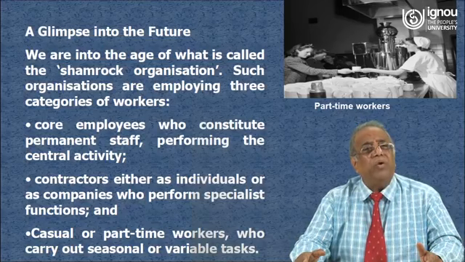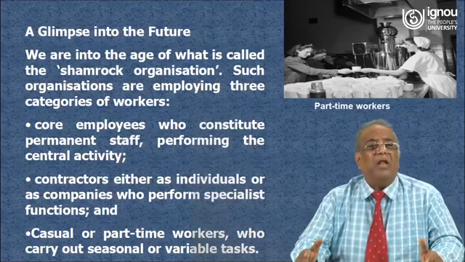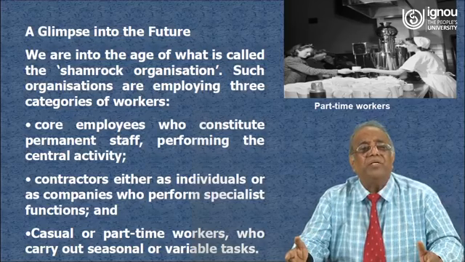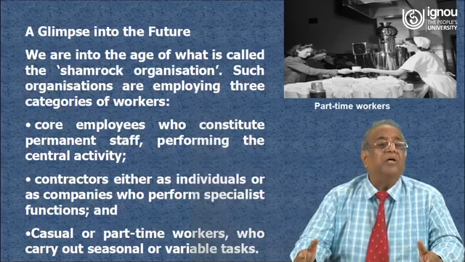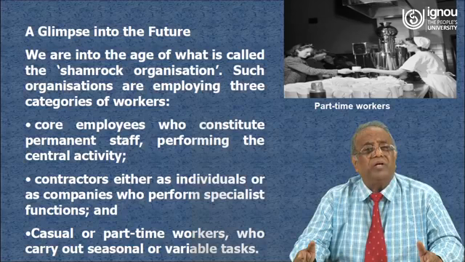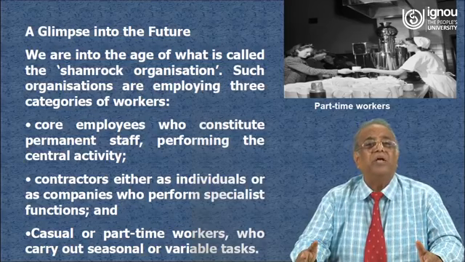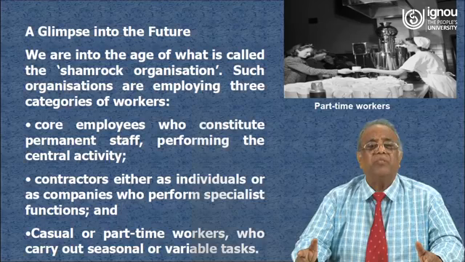One is core employees, who constitute permanent staff performing the central activity. There are contractors, who do particular jobs as per the requirement of the organizations, for contractual services. And the third one is casual and part-time workers who carry out seasonal or variable tasks. These types of workers are there in organizations nowadays because there is a change in the organizations. Previously, most of the persons working in a particular organization were mainly permanent employees.